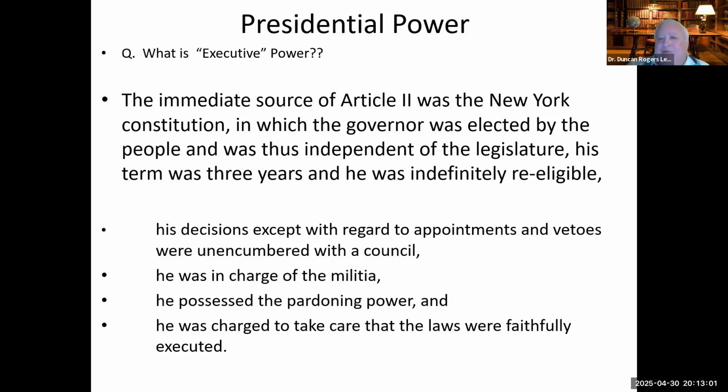All right. The governor of New York was elected by the people and was independent of the legislature. His term was 3 years, but he could be reelected indefinitely. Right? What else could the governor do? His decisions, except with regard to appointments and vetoes, were unencumbered with a council. He didn't have to ask the legislature for permission to do things. He was in charge of the militia. He was possessed of the pardoning power, and he was charged to take care that the laws were faithfully executed. So many of the people of the Constitutional Convention said, well, our executive should have those same kind of powers.